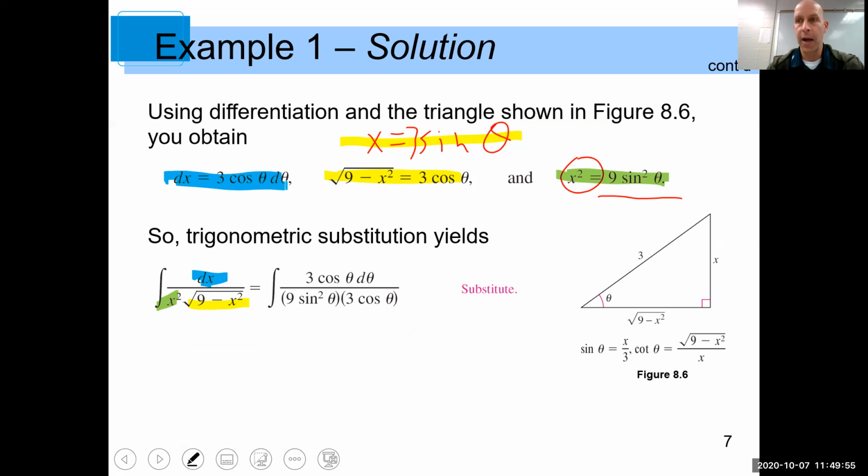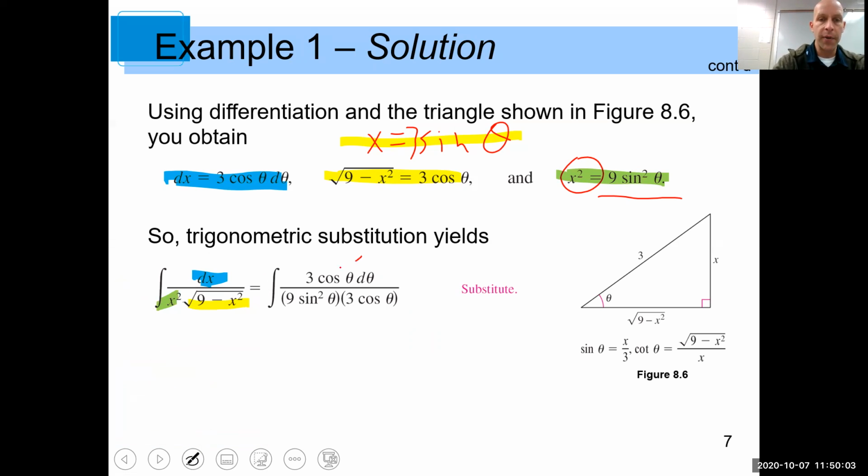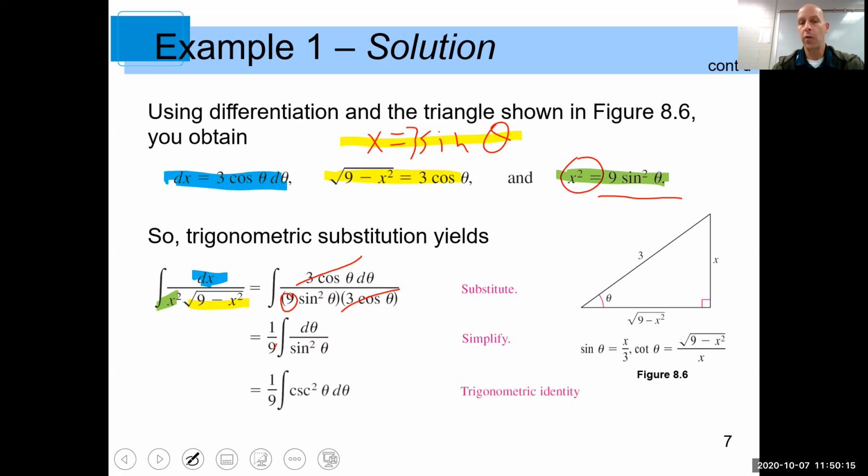So we went from this algebraic integral to this trigonometric integral. Now the good news is now that we've got this written in this way, guess what happens to the 3 cosine theta and this 3 cosine theta? Cancels. Of course, we can pull this 9 out to the front, make it 1/9. And what is 1 over sine squared theta? Well, that's cosecant squared theta.